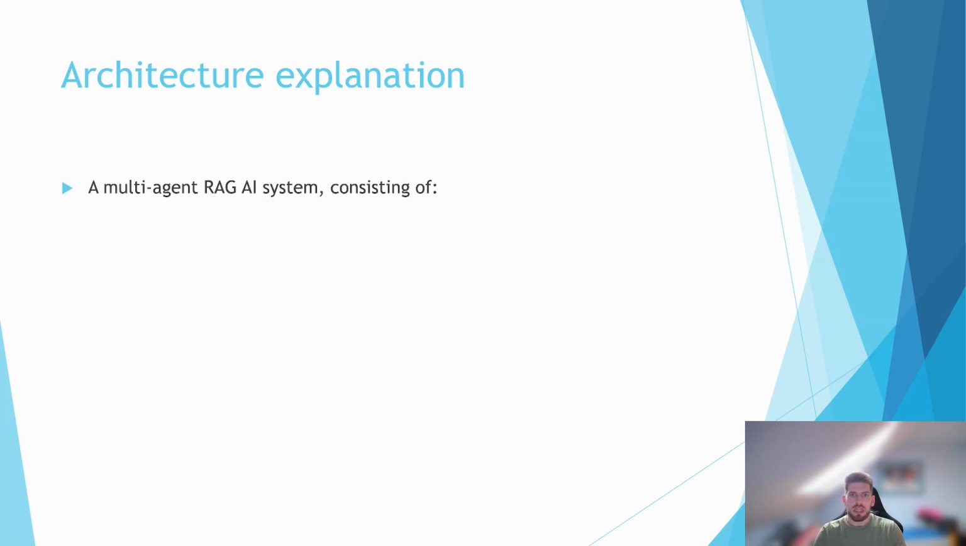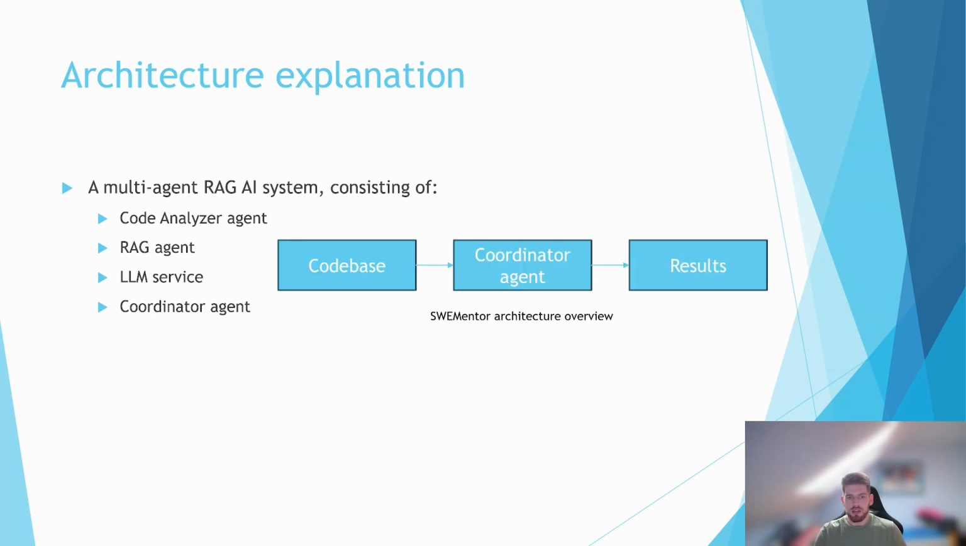Now, let us go back to the presentation, and I will talk about the architecture. So, essentially, Software Engineering Mentor is a multi-agent retrieval augmented AI system, and it consists of a code analyzer agent, a RAG agent, the LLM service, and the coordinator agent. If we have a look at the high level, the system basically takes in a code base through this coordinator agent, and then the coordinator agent outputs the results.